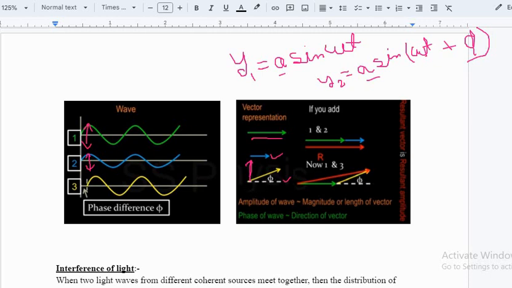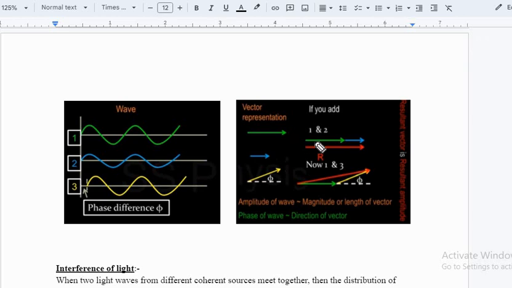So if you want to add the waves, wave 1 and wave 2, it's simply the addition. They are in the same phase, so the green plus blue is the resultant. The total length is this to this. If this is A1, this is A2, the total length is A1 plus A2. But in the second case, we are considering two waves, the first one and the third one. So this is the green one, and you have some phase difference between green and yellow. And this is the resultant.